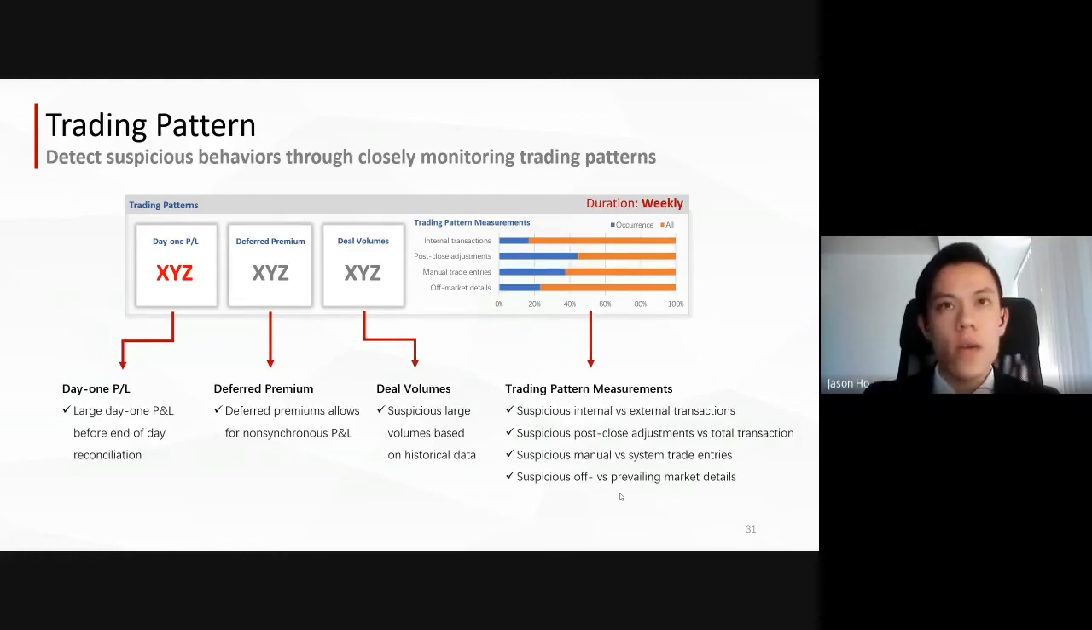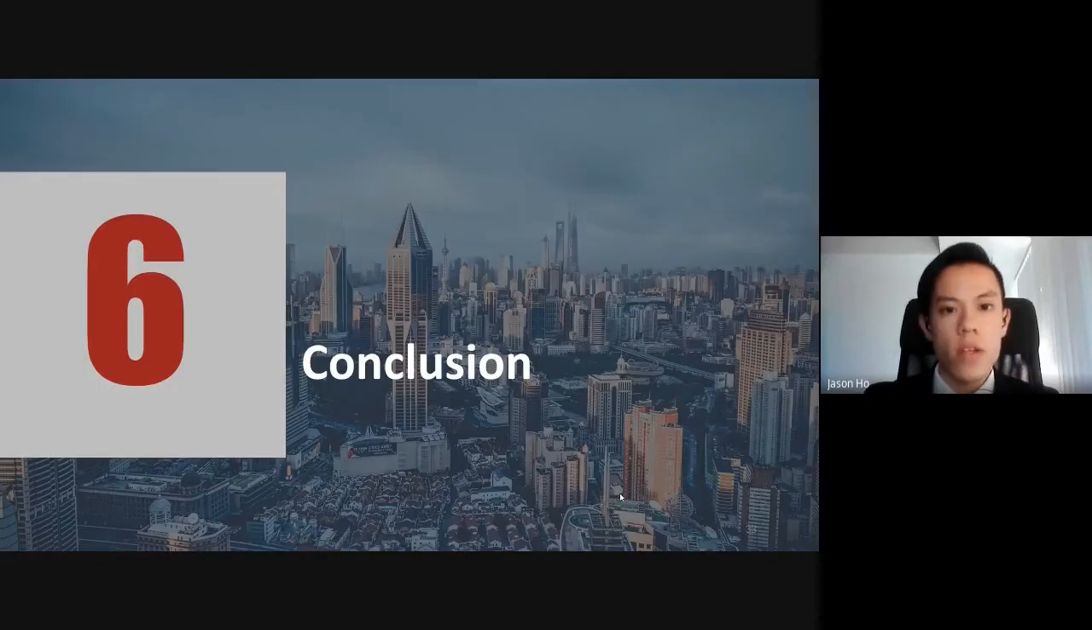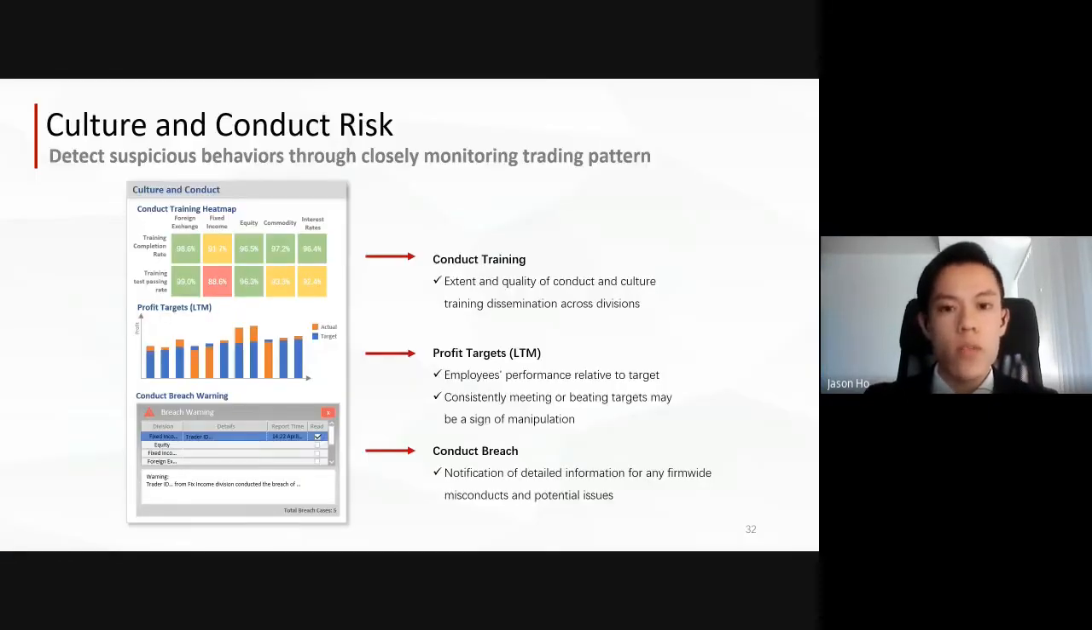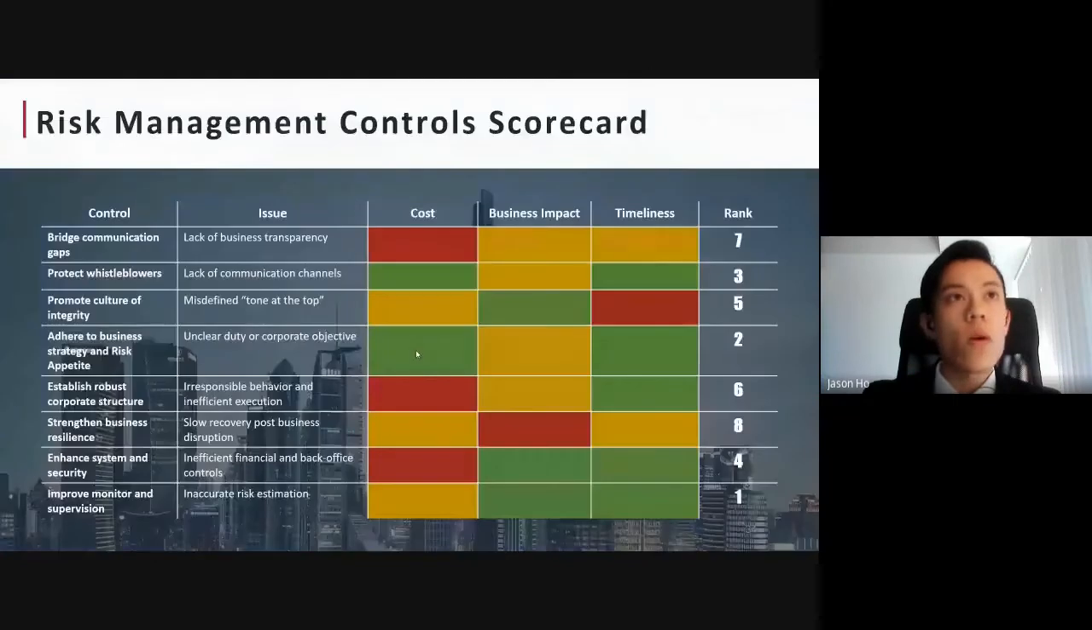And finally, the currency option desk at NAB was also plagued with a poor risk culture. So as risk managers, we want to look at the extent and the quality of their conduct training. For example, we want to look at the training completion rate and training test passing rate. We also want to look at their profit targets over time. So for example, consistently meeting or beating the profit targets could be a sign of concern. And then finally, on the bottom, we have our conduct news window that notifies the users of any firm-wide conduct issues.